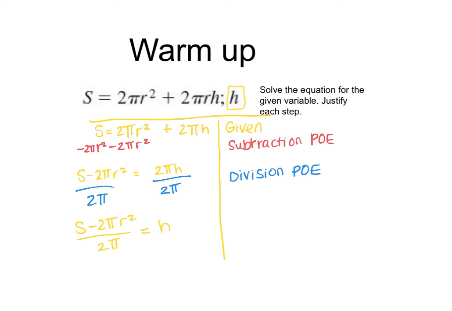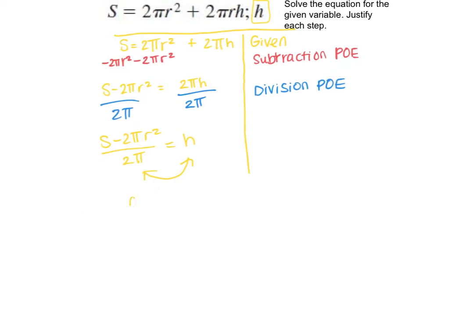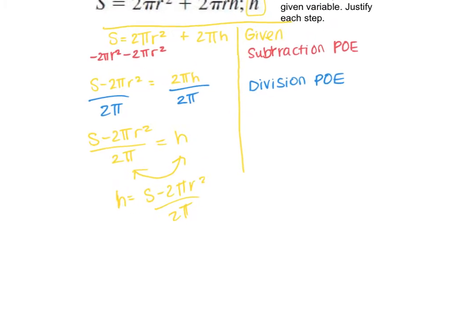of equality. And then when we get to this point, sometimes the book is going to reverse these, and they're going to say that they use the symmetric property of equality, which they did, because they want to write h equal to s minus 2 pi r squared over 2 pi r, and that's fine. I don't do that all the time.